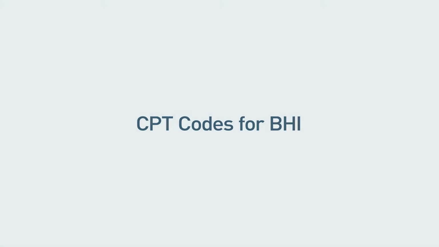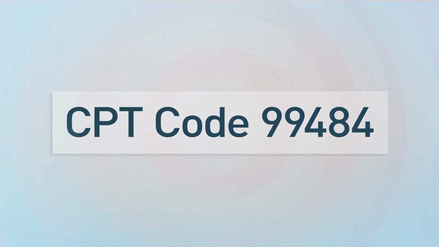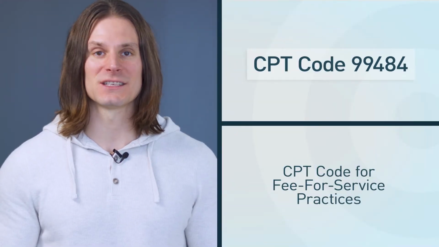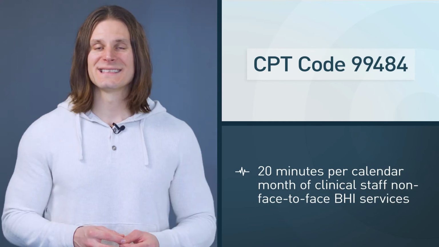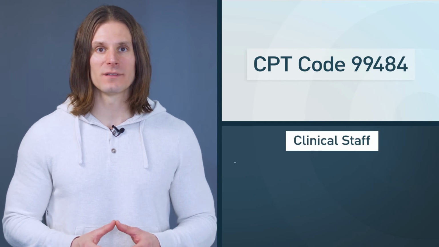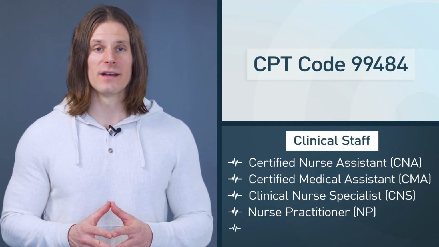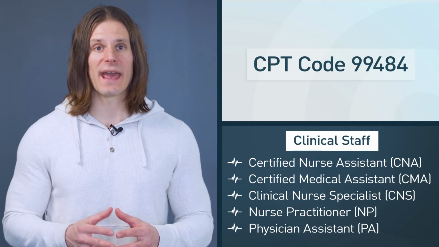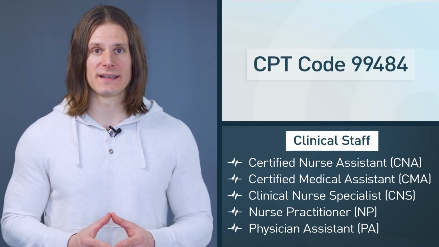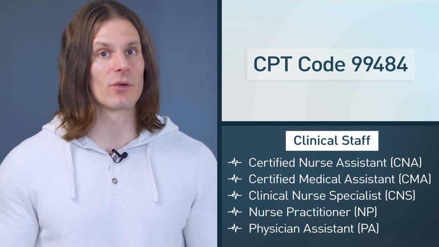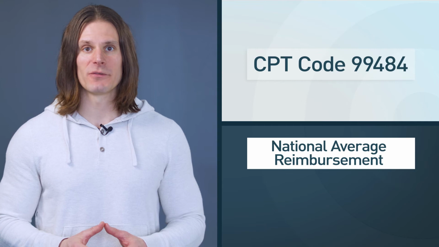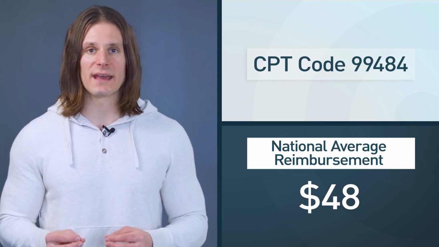The first CPT code you need to know is the General BHI Code 99484. This is what fee-for-service practices will use to bill for at least 20 minutes of non-face-to-face behavioral health integration time. Similar to other care management programs, a certified resource or hire needs to track, manage, and log the patient's non-face-to-face time. The BHI program does need to be under general supervision of a provider. The national average reimbursement for this code lies at around $48.